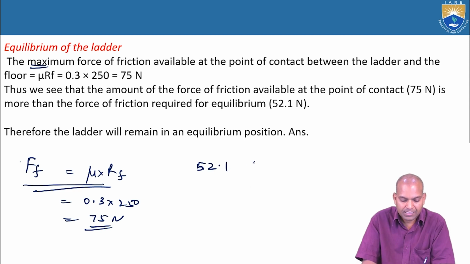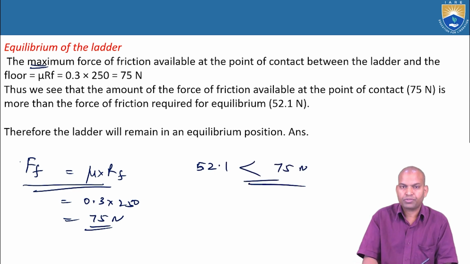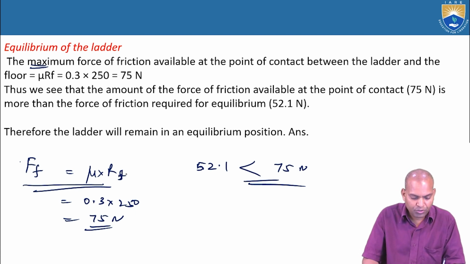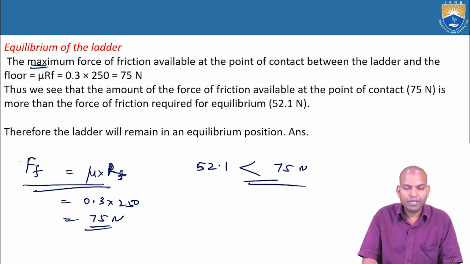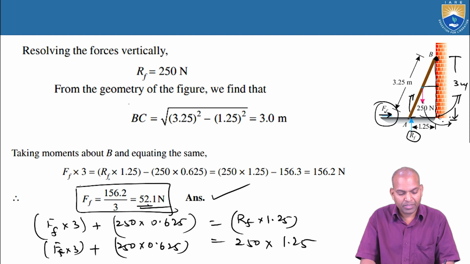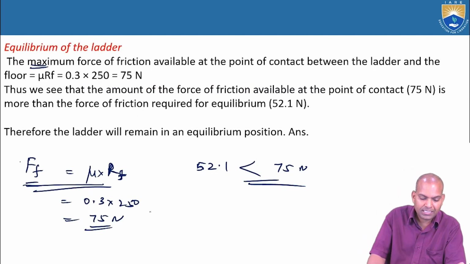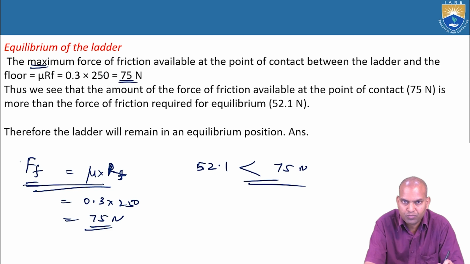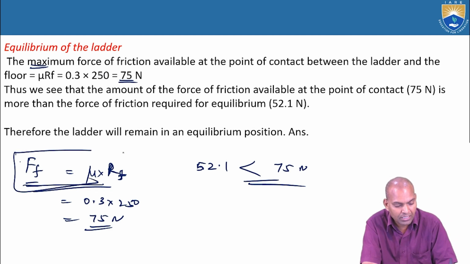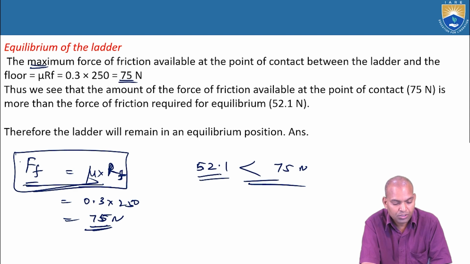This 52.1 is less than 75 newtons frictional force. The 75 is the frictional force based on the normal reaction calculation, but by using the equilibrium condition, the calculated value is 52.1 newtons. This 52.1 is less than the 75 maximum frictional force value. FF equal to mu RF gives the maximum frictional force value, which is 75 newtons. The calculated is 52.1 newtons, so it is less than the maximum frictional force.